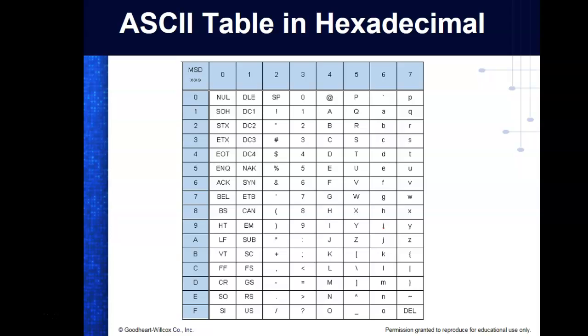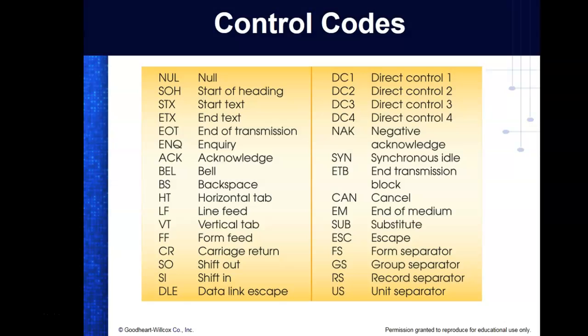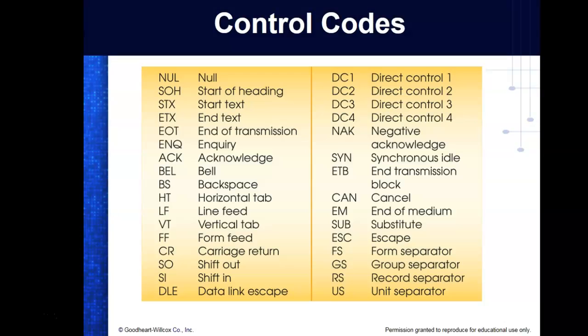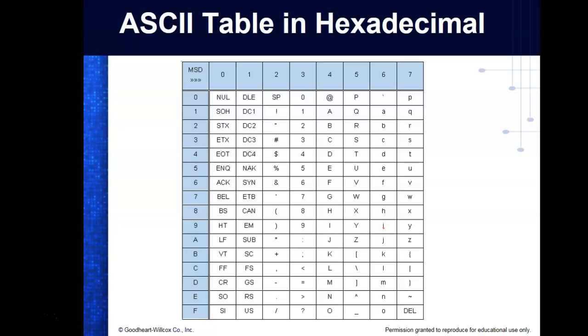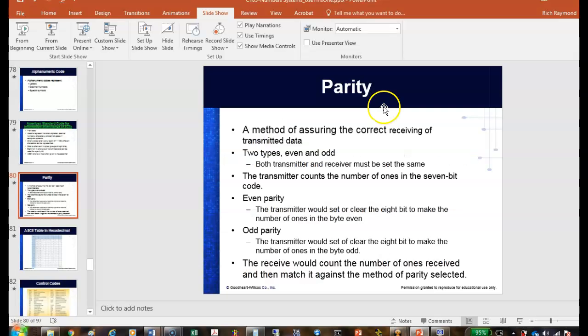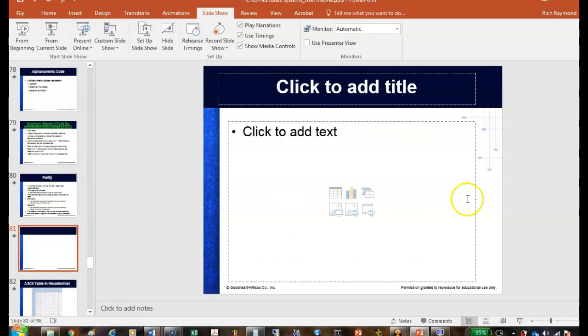IBM decided not to use the ASCII code. They developed their own code called a key scan code, and I don't know if I've got this in here or not. So this is extended ASCII. Hold on a second. So what they did is they wanted to create a method where we could verify the data that was sent is the data that was received. So one of the first methods they used was something we refer to as parity.